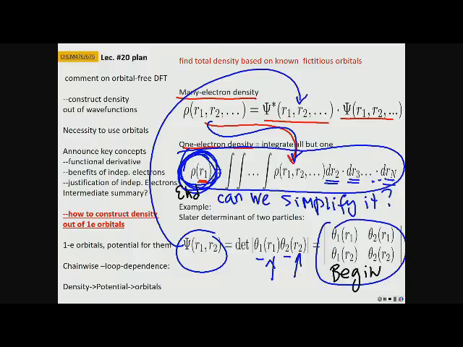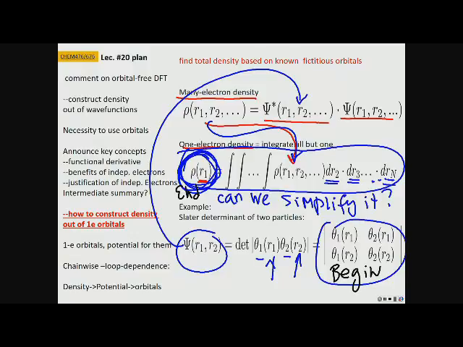So, what is our current density of R1? It is theta 1 R1 star, theta 1 R1, plus theta 2 R1 star, theta 2 R1. So we perform summation over all available orbitals, number 1 and number 2. All of them do depend on R1 only, on the same argument. And conjugate times orbital itself, it will be theta 1 R1 absolute value square plus theta 2 R1 absolute value square.